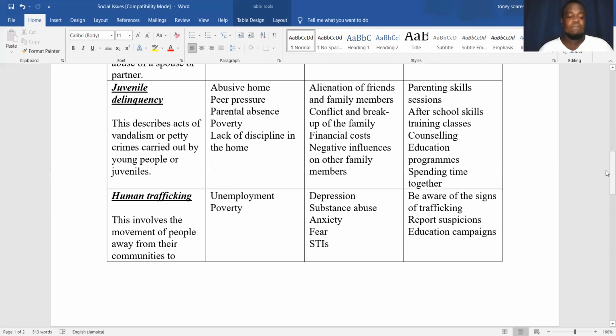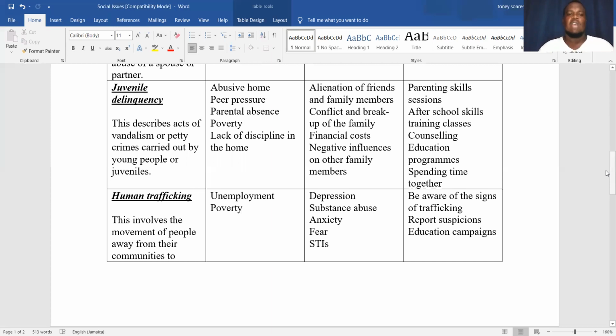Good. Poverty, so as a means of coping, they go out there and steal. Understand? They go out there and rob people, right? Sometimes the girl becomes sexually promiscuous and starts to sell her body as a way of taking care of herself because she's from a poor family and can't afford certain things.